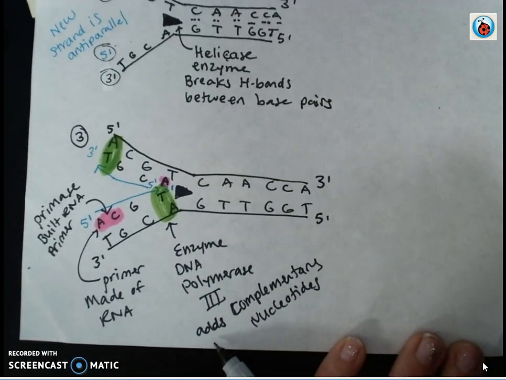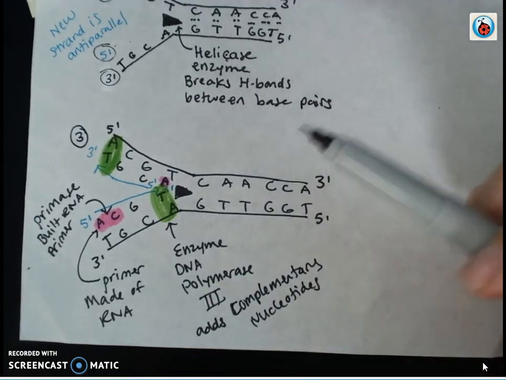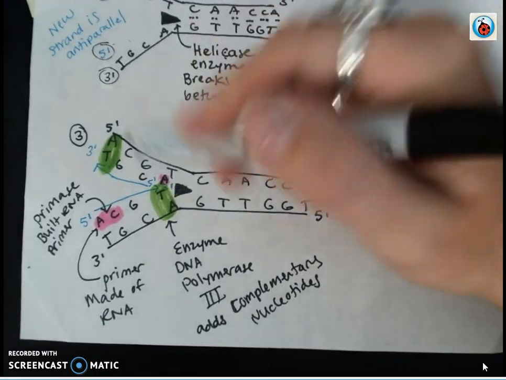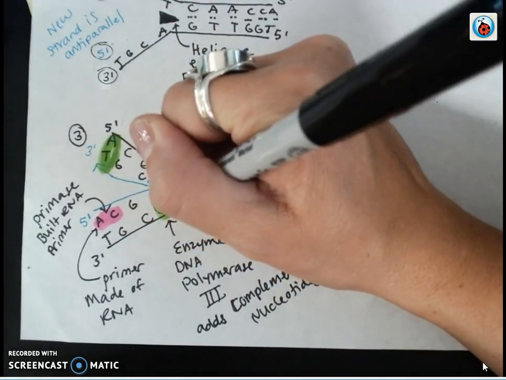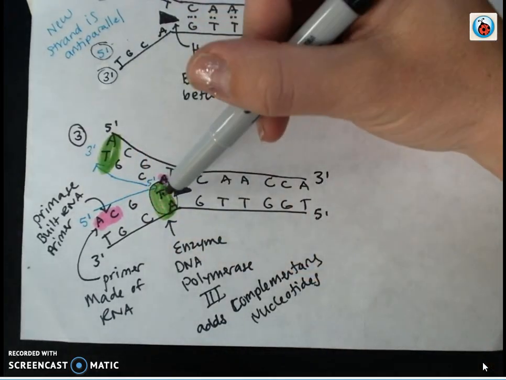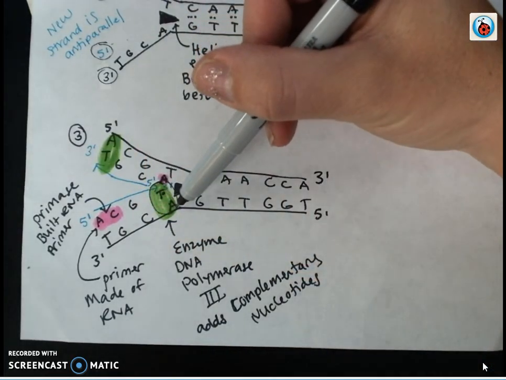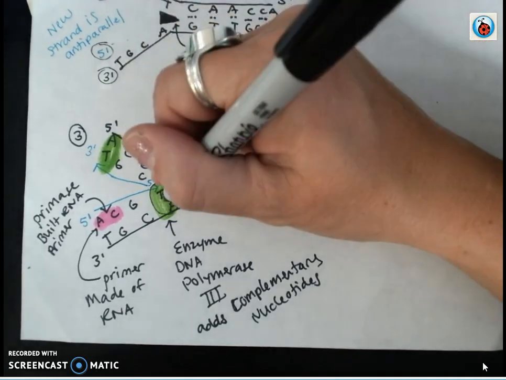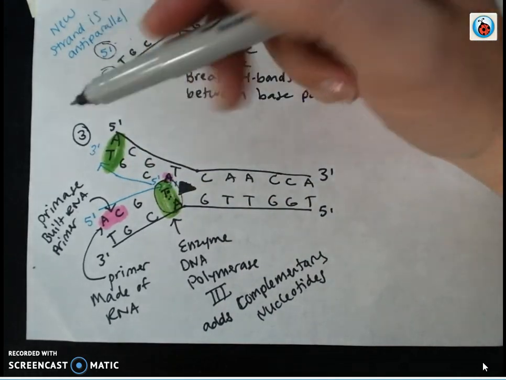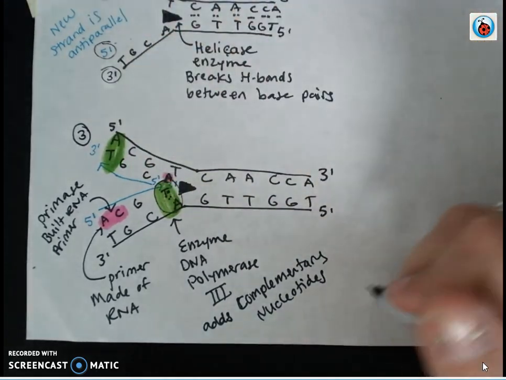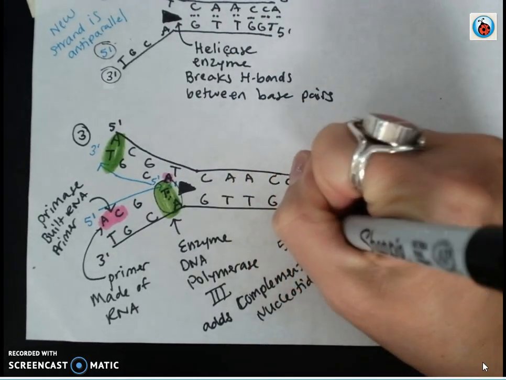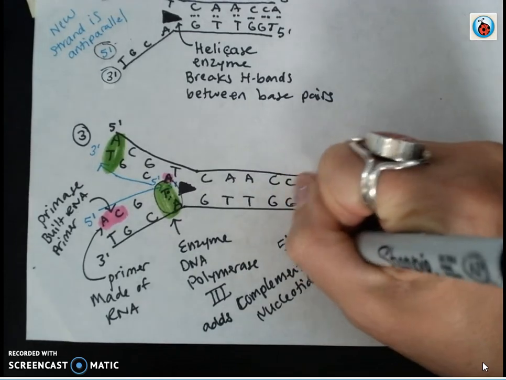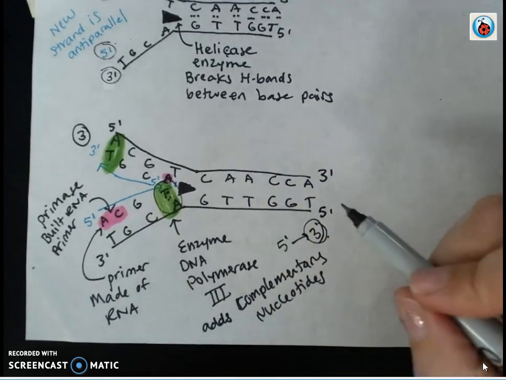DNA polymerase 3 is the enzyme that's going to add complementary nucleotides. So it's represented by this green highlight. Pretend that's an enzyme that is adding this T to this A through hydrogen bonds. So you'd have two hydrogen bonds right here. Now, the thing about DNA polymerase 3 is it can only build from 5' to 3'. It can only attach on to this 3' end.